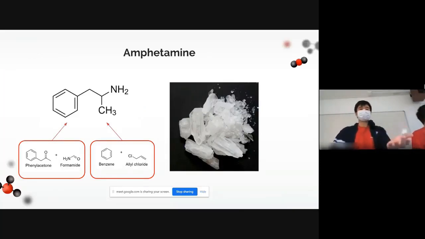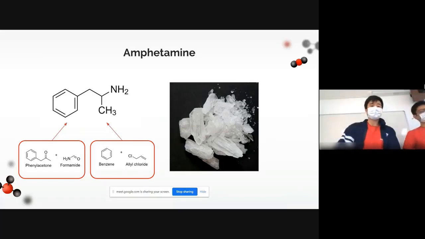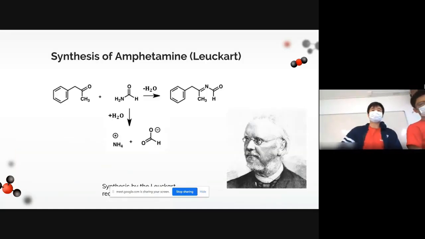Amphetamine looks so harmless, right? But you'll find out later that it's actually quite a cool drug. I mean, don't do drugs, but it's quite interesting. There are two ways you can synthesize amphetamine, in two reactions. One of them is called the Leuckart reaction, by this guy here called Rudolf Leuckart. His zodiac sign is Cancer, just so you all know.